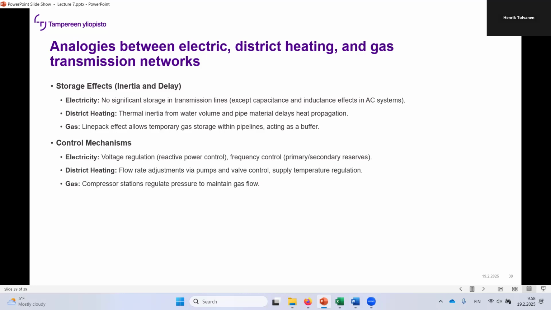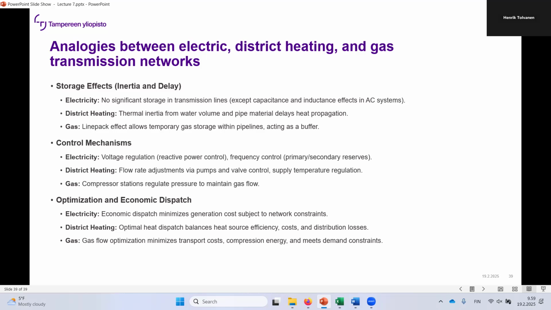Control mechanisms. In electricity systems, there's voltage regulation and frequency control. So the voltage levels that you saw in there, it's the maximum one. And if you want to increase the flow, then you crank up the voltage difference. District heating: flow rate adjustments via pump, valve control, and supply temperature regulation. So flow is determined based on the pressure difference, but the energy flow is also affected by the supply temperature. And in the gas system, compressor stations.